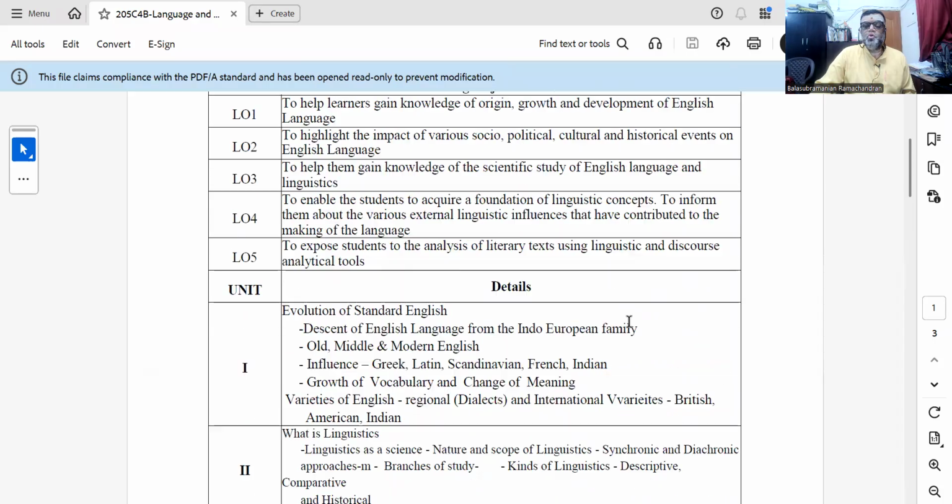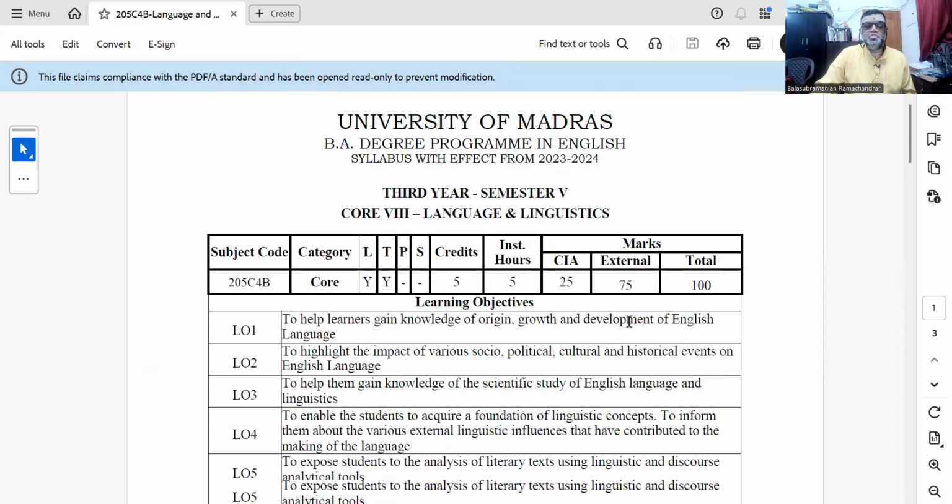I hope you're able to see. If you are not able to see, don't worry. I have sent a PDF of this to the WhatsApp group, and you can take out the PDF at any time.